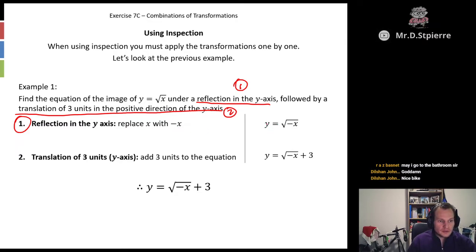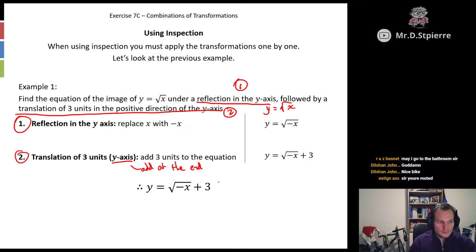So we started with y equals root x, so we take that root x and replace it with negative root x. Step 2, translation of 3 units in the y-axis. That means we just add 3 to the equation at the end. So when we're doing y-axis, we just add at the end. So we've got y equals negative root x, and then we just add 3 on the end, so we get our answer. Again, inspection is much quicker, but the dash method is more rigorous.